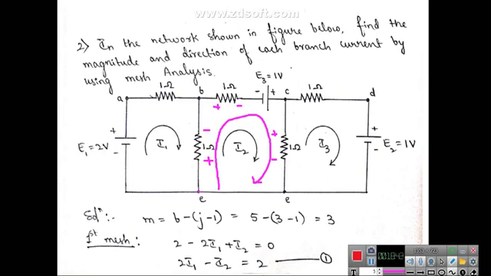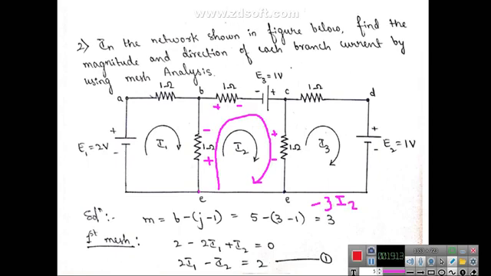Here negative to positive means rise in potential. Here positive to negative, fall in potential. So the KVL equation for mesh 2 is: minus 3 into I2, because the mesh current is I2, and this 1 ohm resistor carries I1.